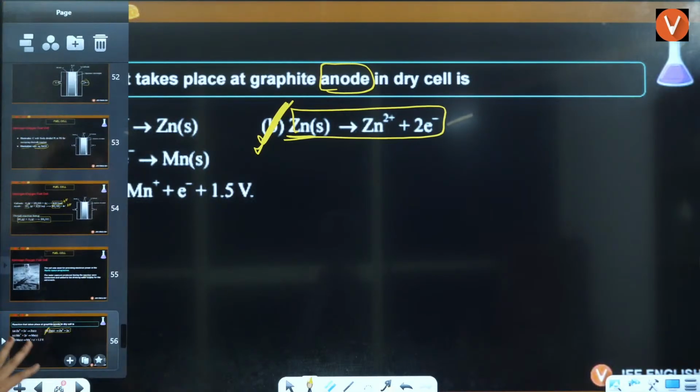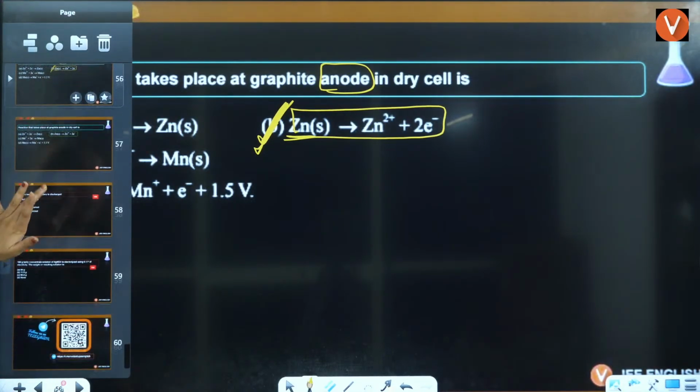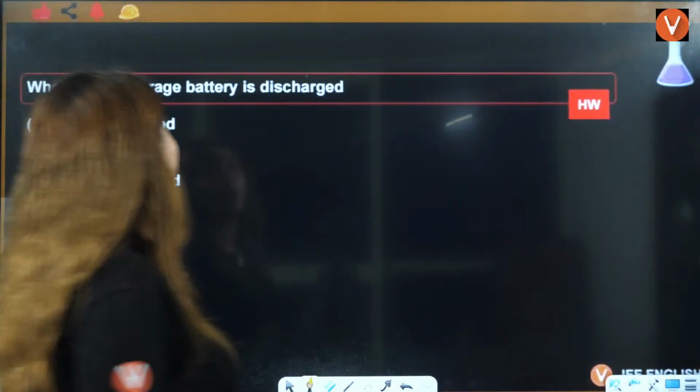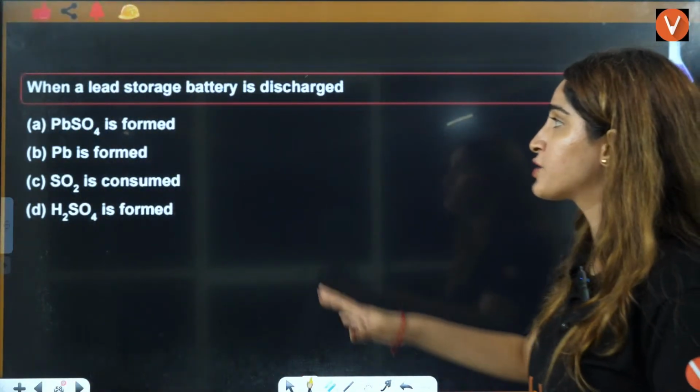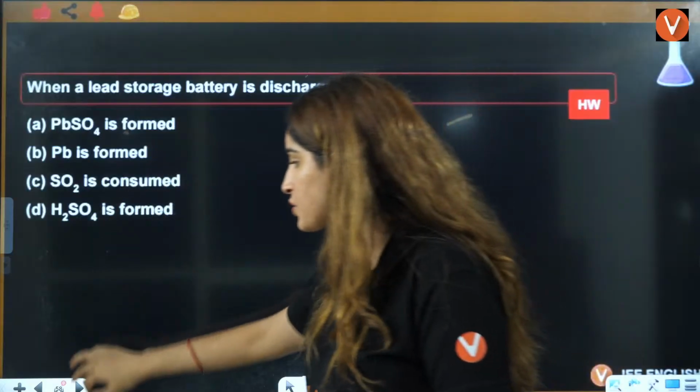Okay, guys, that's it for today. This is the first question for your homework: when the lead storage battery is discharged. This is the first question.